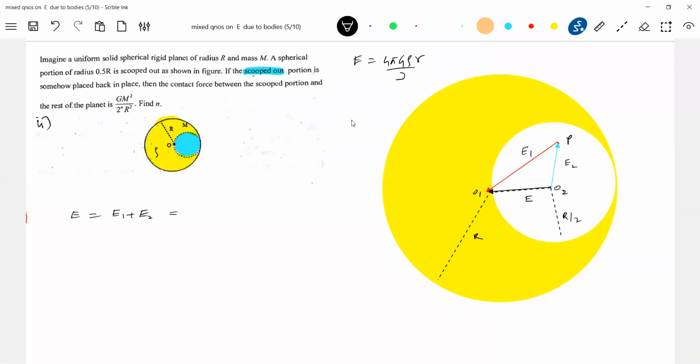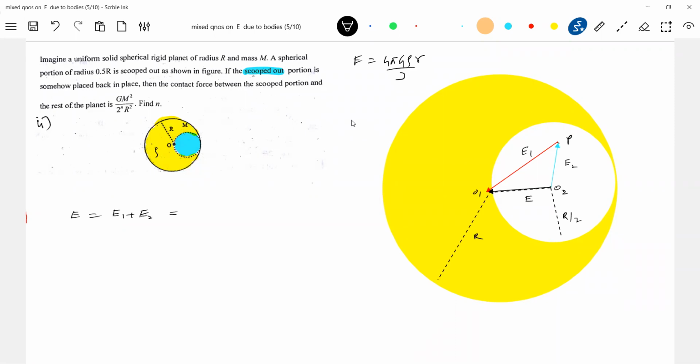What is E1? E1 should be due to the total sphere which is having a mass m. Is it clear? So I think the thing should be like this. Due to total sphere of mass m, first we should calculate. And then what is E2? Only due to the sphere, okay, due to the cavity. That is E2. And what should be the R? R should be the distance between this one.